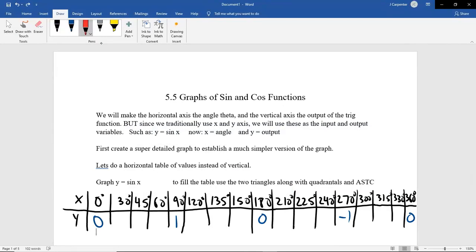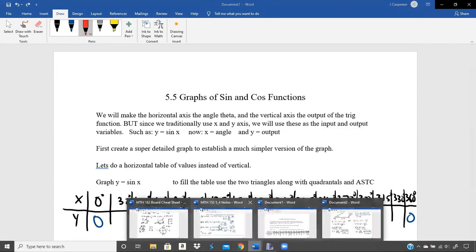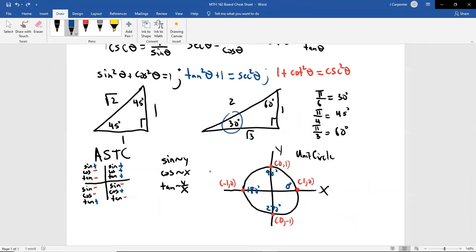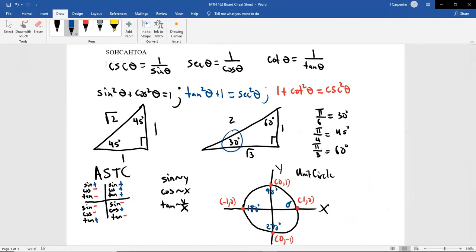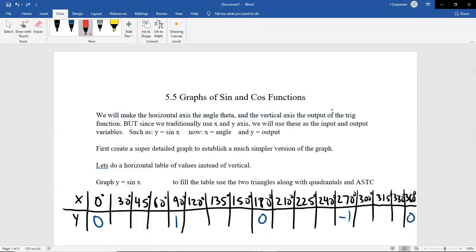So 30 degrees, here's 30 degrees. We're doing the sine, SOHCAHTOA, so sine is opposite over hypotenuse. The opposite is 1, hypotenuse is 2. So the sine of 30 degrees is 1 over 2, it's a half. So 1/2.